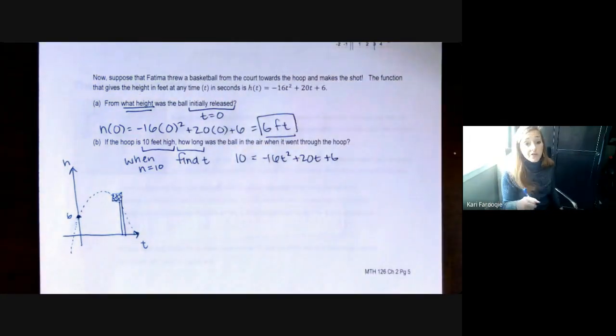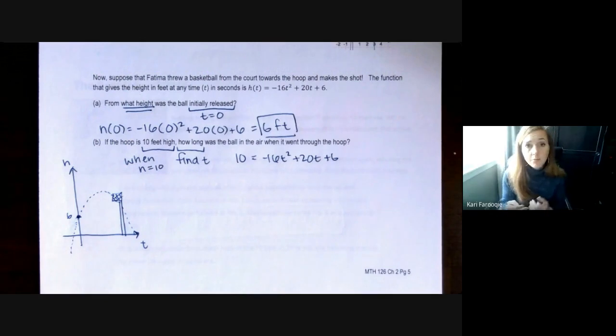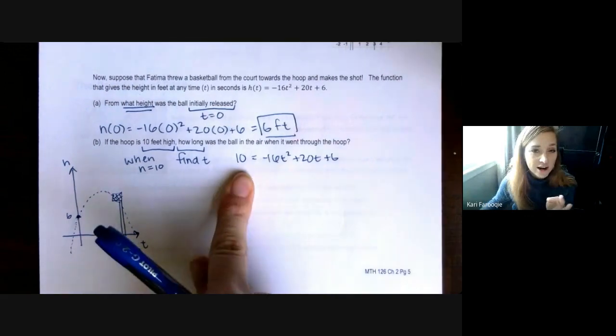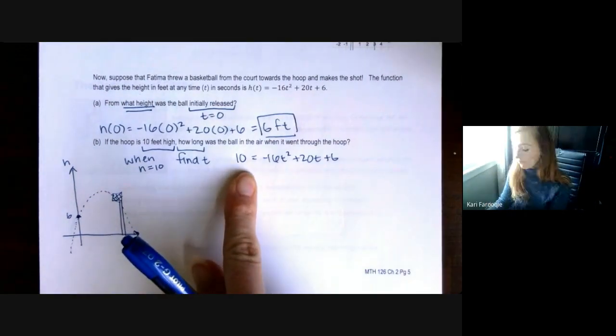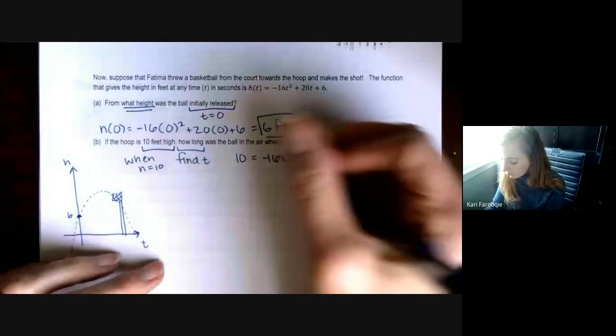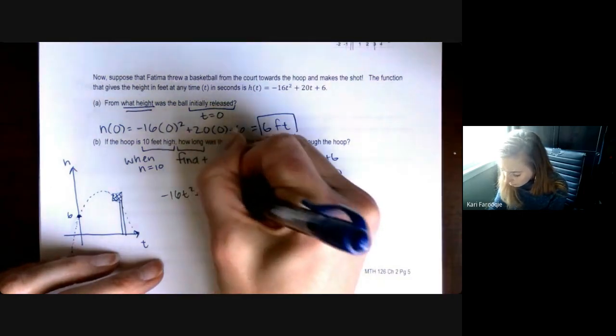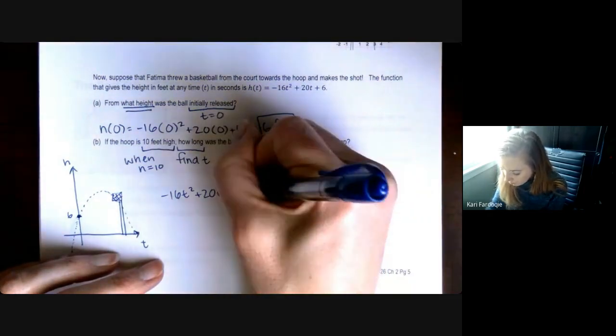Now, in order to solve a quadratic equation, I must have one side of the equation set equal to 0. Sometimes students look at a quadratic equation and think, I don't remember what to do. They start doing all kinds of weird things. They'll usually subtract 6 from both sides and wonder, okay, now what? You have to have your quadratic equation set equal to 0 before you can do anything with it. So let's subtract 10 from both sides, and you'll get negative 16t squared plus 20t minus 4 equals 0.